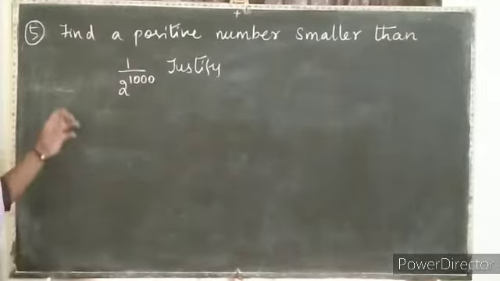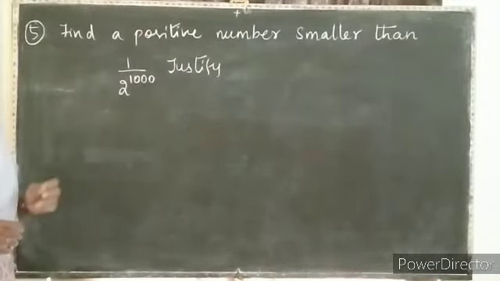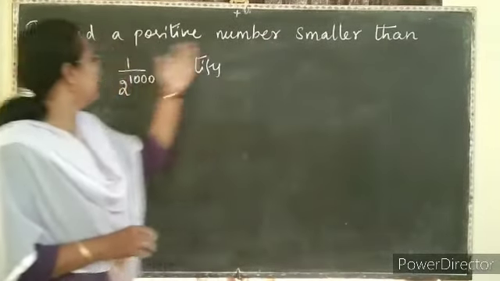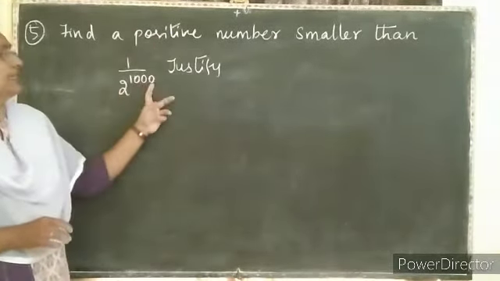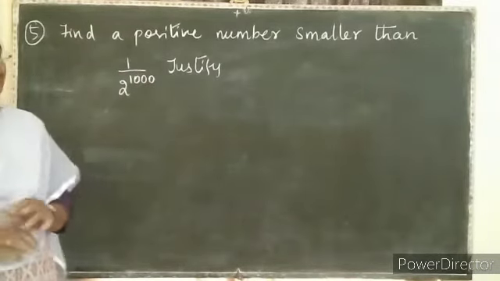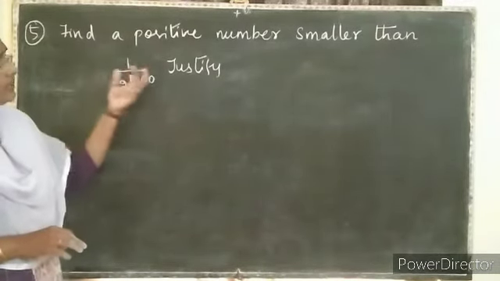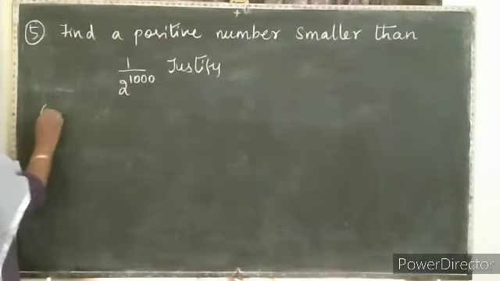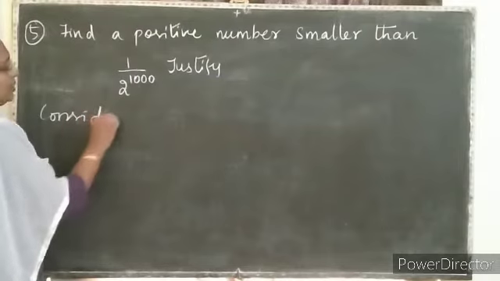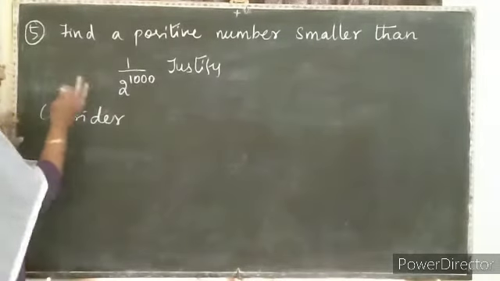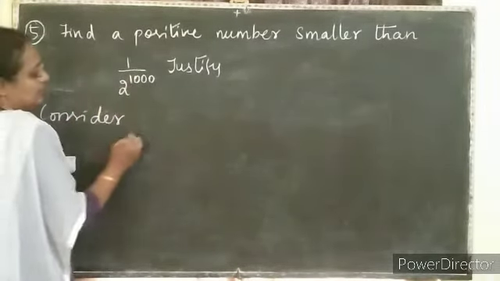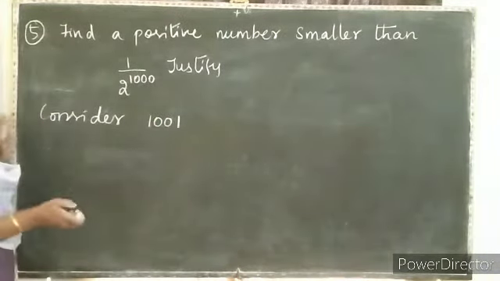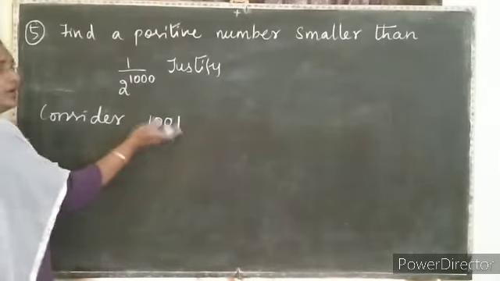Okay students, let's discuss the fifth sum now. Very simple sum. Find a positive number smaller than 1 divided by 2 power 1000 and we have to justify. Now listen, we are going to find a positive number smaller than 1 divided by 2 power 1000. Let's consider a number greater than 1000. So consider 1001. The simple number which is greater than 1000 is 1001.